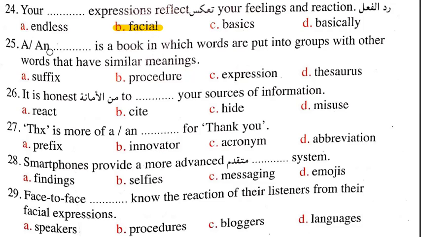25. A or an space is a book in which words are put into groups with other words that have similar meanings. A suffix, a procedure, expression, thesaurus. A thesaurus is a book in which words are put into groups with other words that have similar meanings. This is called a thesaurus.